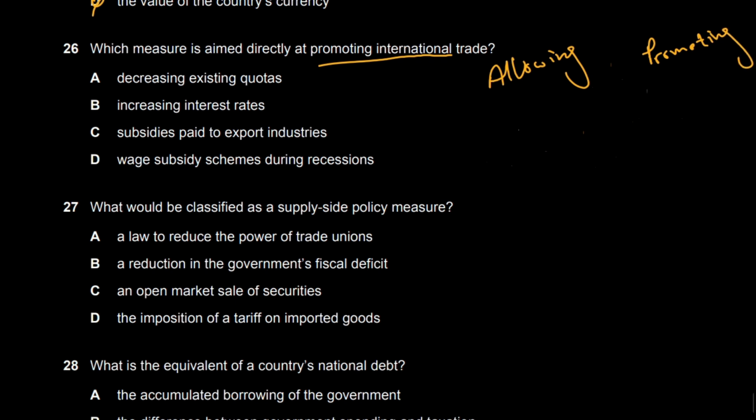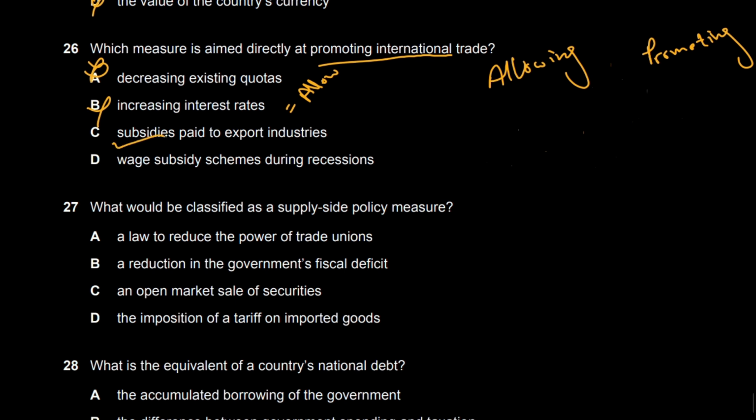So option A states decreasing existing quotas. When you decrease existing quotas, you're not promoting. You are basically allowing importers to decide whether they would like to increase their imports or not. Hence, A is incorrect. Option B states increasing interest rates. That too is a form of allowing something, not promoting. So this is wrong. Option C states subsidies paid to export industry.